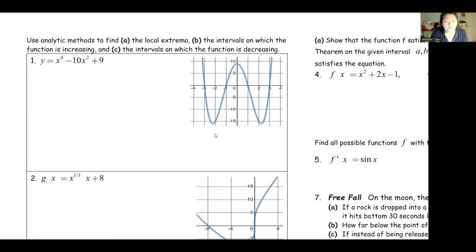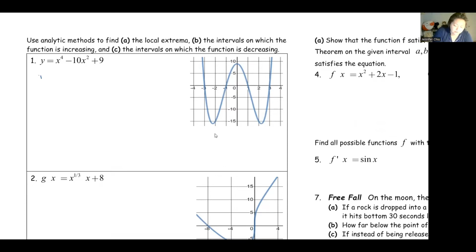Now we still have the graph to help us, but we're going to use our graph and our algebra to find these exact values, and we need to find the intervals on which the function is increasing or decreasing. Remind yourself that an increasing graph has a positive slope because it's going up, and a decreasing graph has a negative slope because it's going down. Okay, so it says use analytic methods to find the local extrema. So we're going to use y prime to help us.